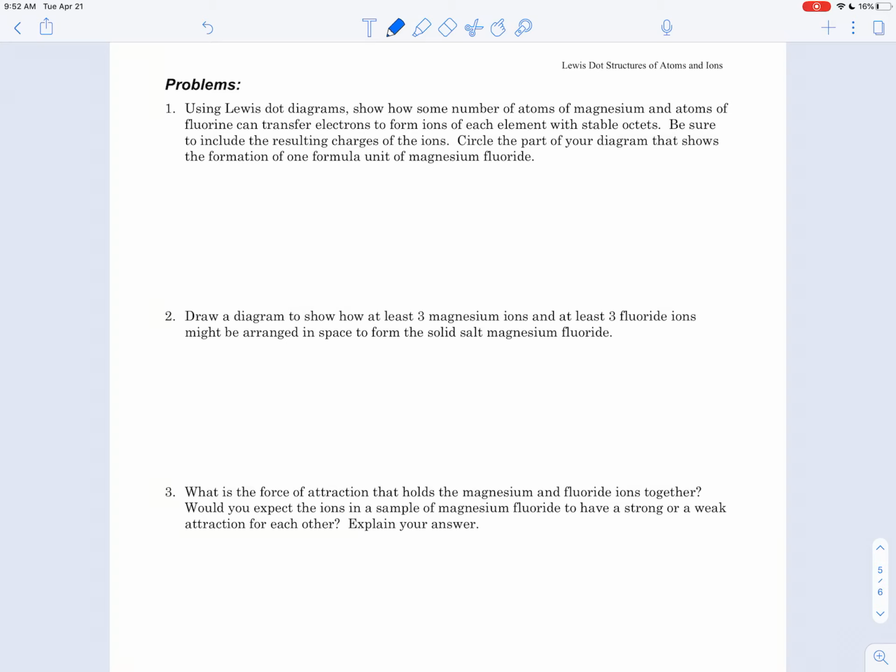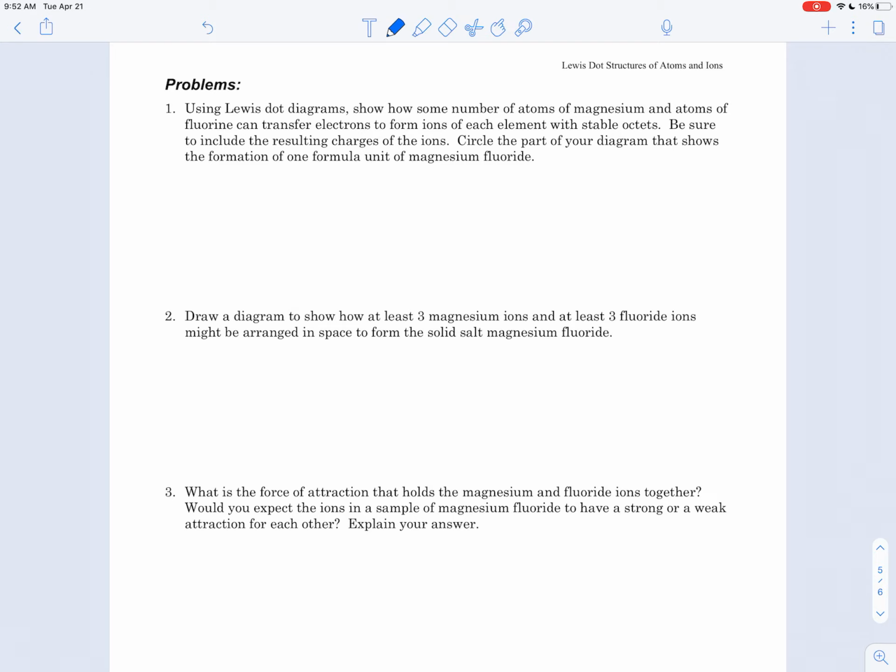Okay, I've had a request to explain number 2 of the problems from this worksheet, and I decided just to make a video of it because that would be the easiest way to explain it, and I'm sure someone else is going to have an issue with it as well. So let's start with number 1.